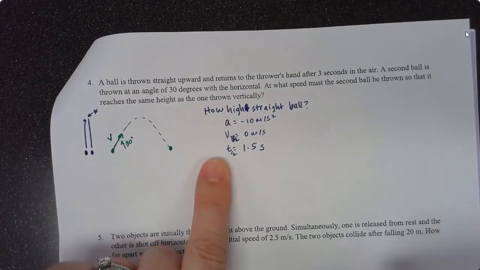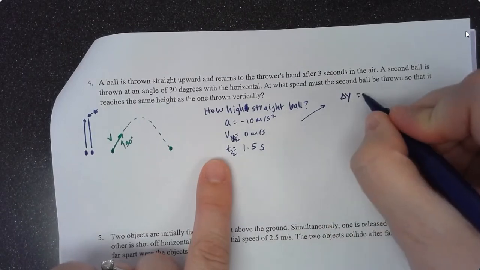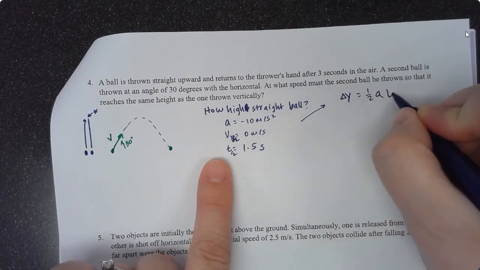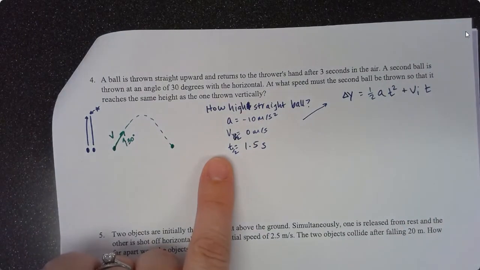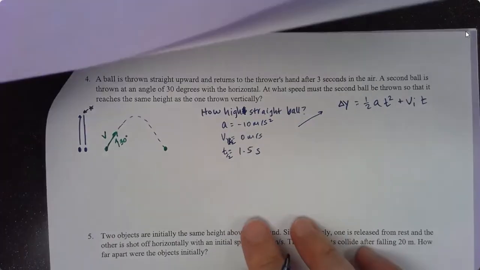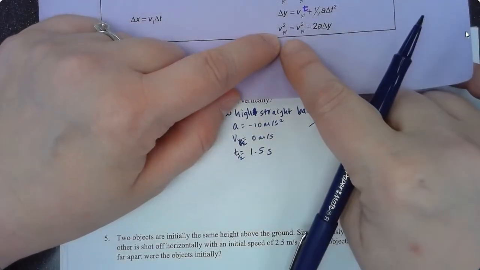So if we use that information, we can figure out how high it went. How high is our change in y? It's going to be equal to 1/2 times acceleration times time squared plus initial velocity times time. Oh no, we don't have our initial velocity, do we? Bummer. We'll use a different one. Dr. O'Malley picked the wrong equation.